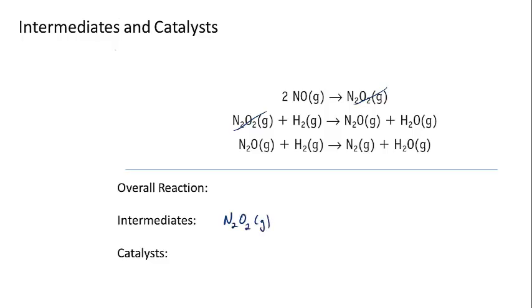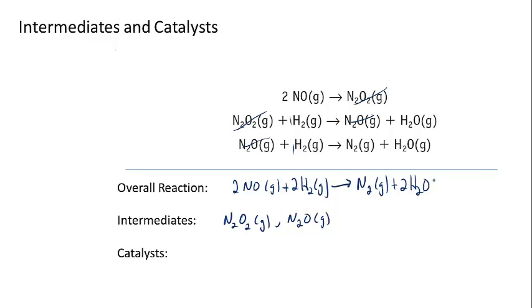And then in the second step, we make an N2O, and we use that N2O in the third step. So the N2O is made and then used, so that's a second intermediate. And let's see if there's anything else that's made, and then used up. Nope, it's not. So then what we do is we add everything on the left that's left. So 2 NO gas plus 2 H2 gas, one here and one here. And that goes to make N2 gas plus 2 waters. That's our overall reaction.